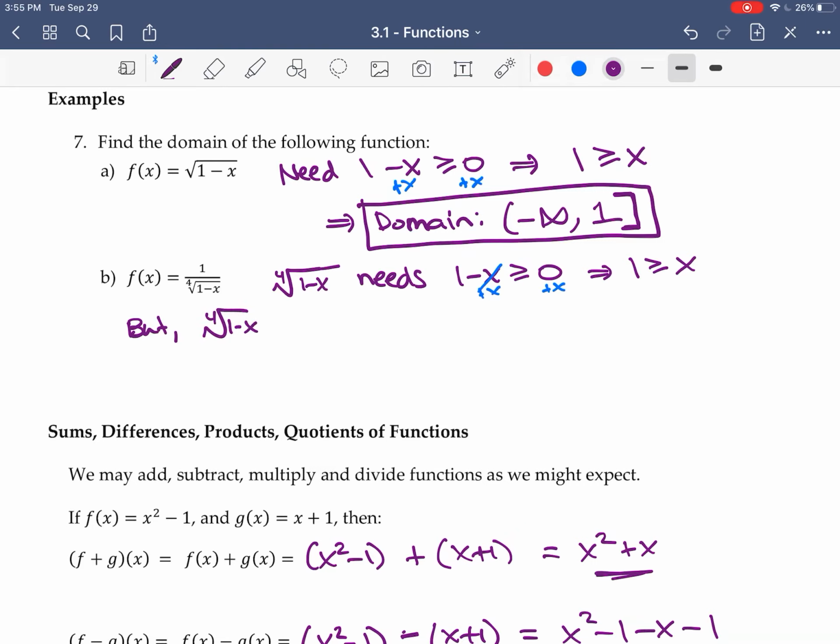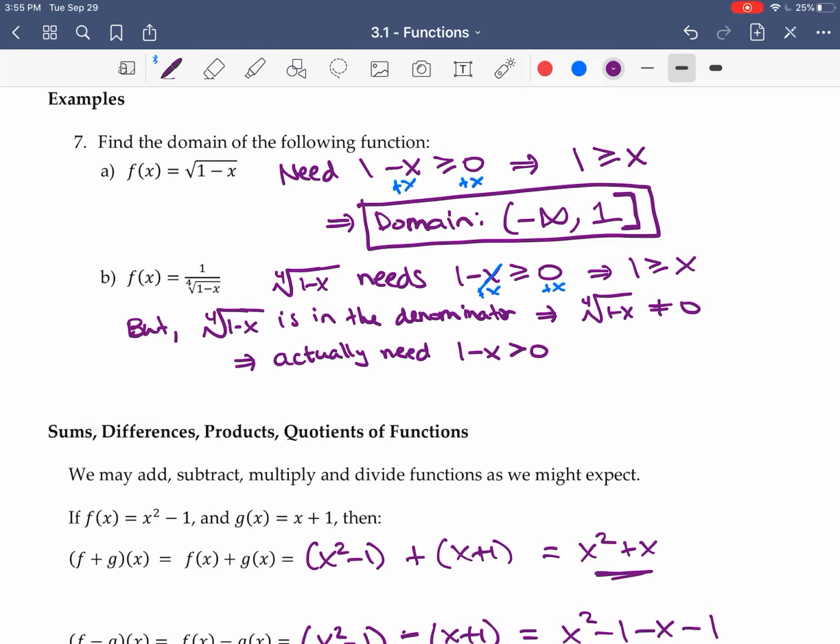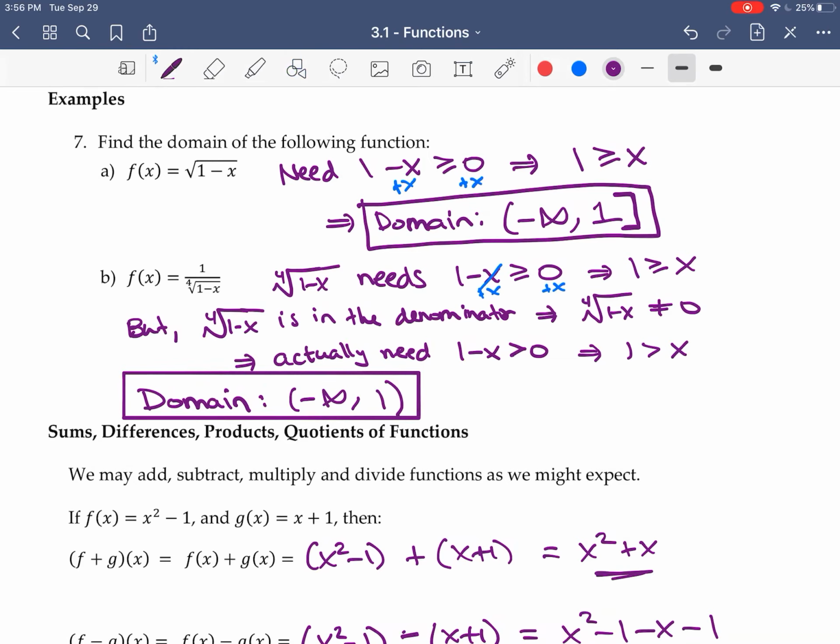the fourth root of 1 minus x is in the denominator. So that means that it can't actually be 0. Right? Because I can't divide by 0. So we actually need the inside bit to be strictly bigger than 0. Okay, so the fourth root of something is equal to 0 when the inside bit is 0. Okay, so we just get rid of that 0 bit, so that means that we need 1 to be bigger than x. Okay, so the domain here in interval notation is going to be negative infinity to 1, but not including 1. Okay, because we have to be strictly bigger than 1, so we don't divide by 0.